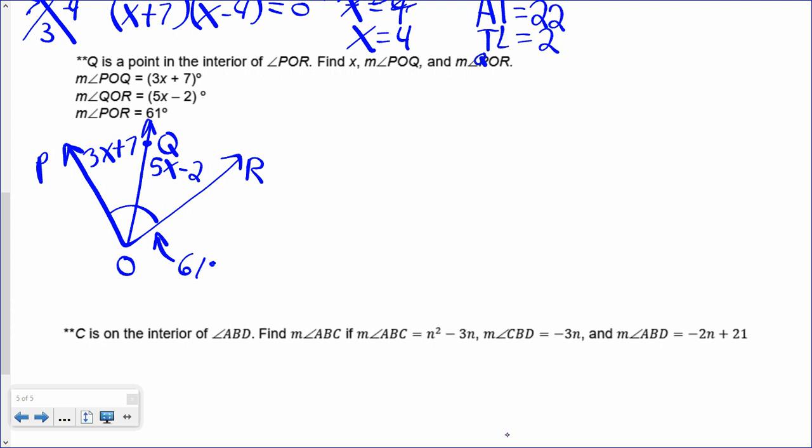Alright, so how do I proceed? Yes. 3x plus 7 plus 5x minus 2 equals 61. Very good. This is another part plus part equals whole. So I take both of the smaller angles. When you put them together, they equal the full angle. So I take both of the expressions of the small angles, add them together, it equals the full angle. How do I proceed from here?